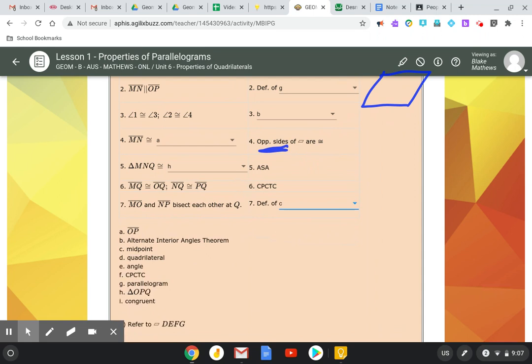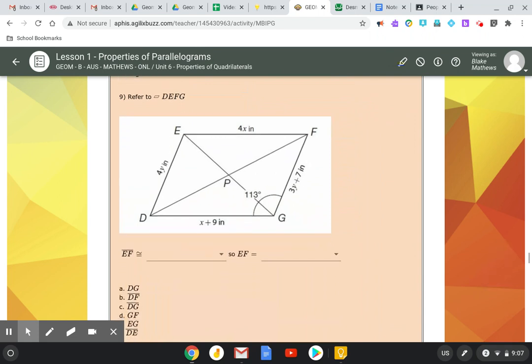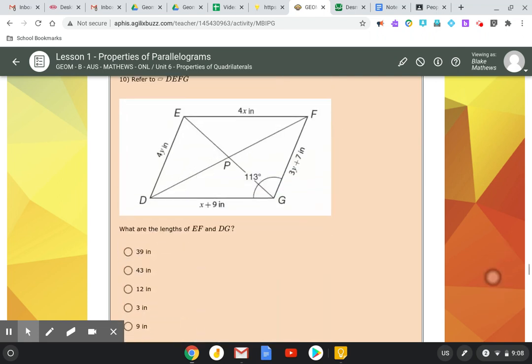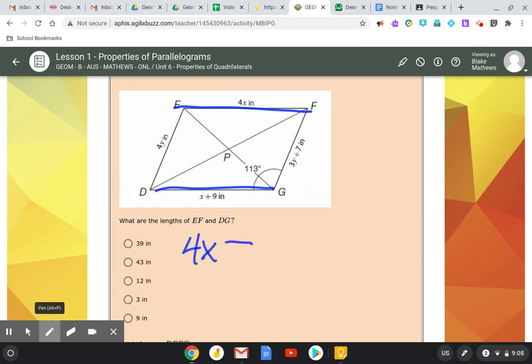All right, so this video is getting a little long, but that's because there's so many proofs. But we're going to move down here, and I'm going to talk you through these other problems. So you should be able to do number 9 based on the examples that I did in the previous lesson. You're looking at what is congruent to and what is equal to EF. Then you're finding the lengths of EF and DG. EF is here, DG is here. They are equal to each other. So I will tell you right now, the first step in this problem is to just say 4x is equal to x plus 9. And then you need to solve that equation for x.